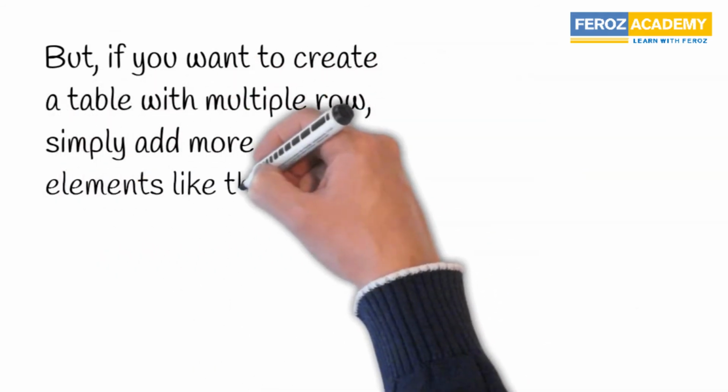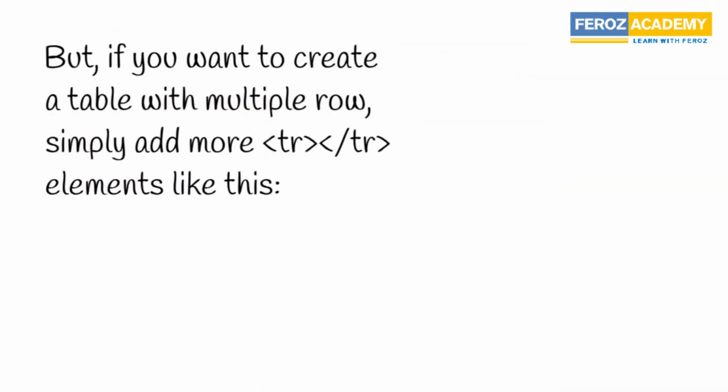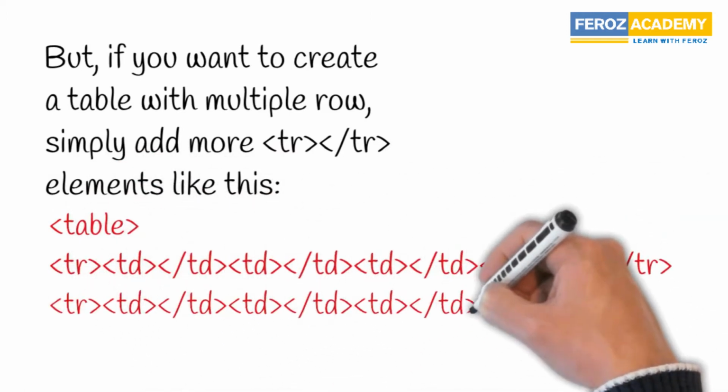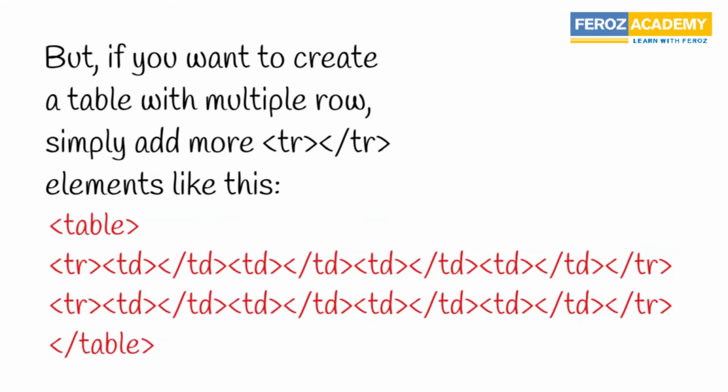But if you want to create a table with multiple rows, simply add more table row elements like this. The important point you must remember here is, as you are adding new rows into the table, the number of cells for every new row must be the same as the previous row. If it goes wrong, you are not going to get a proper table structure.